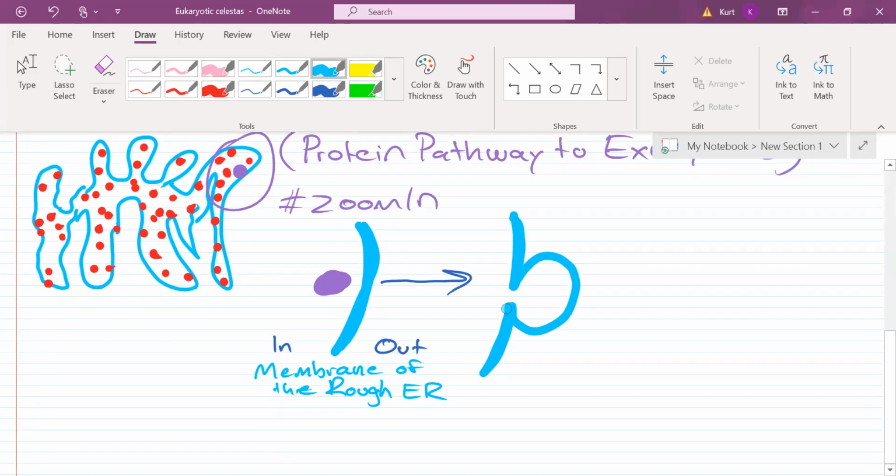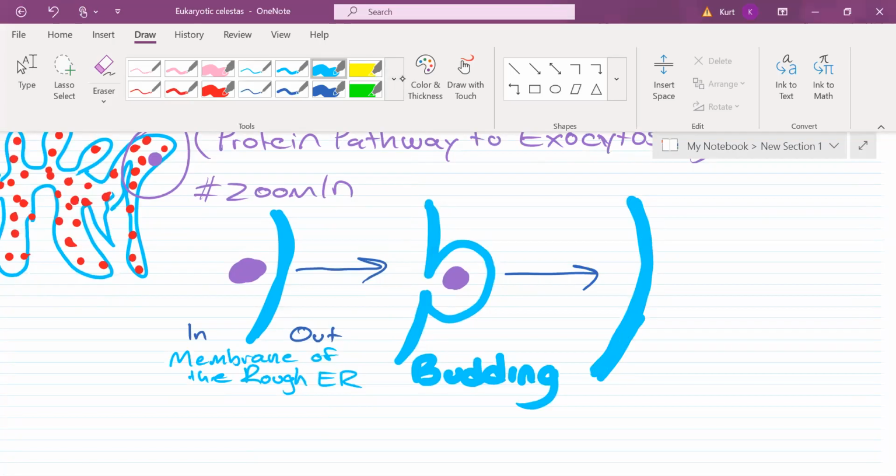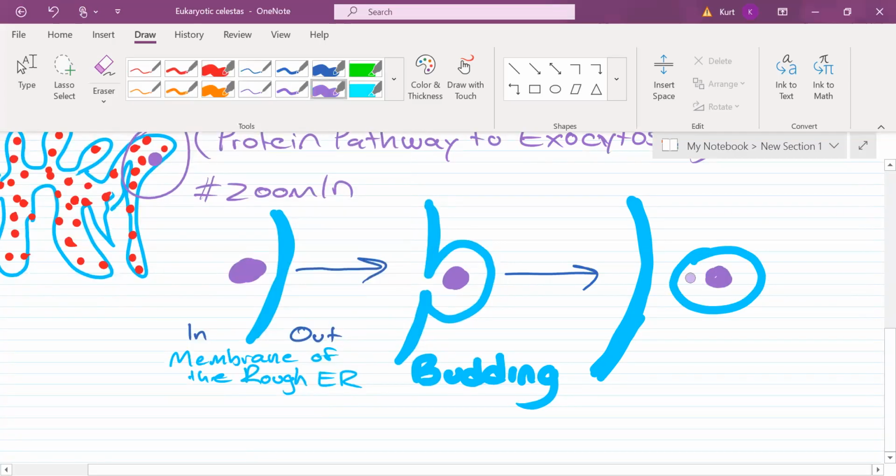The organelle is going to form a little bubble. This is called budding. And inside that little bud is a protein, the one that we're following. So you go to the next stage. And we now have our vesicle. The vesicle is like the Tupperware of the cell. It's just meant to move things from point A to point B.